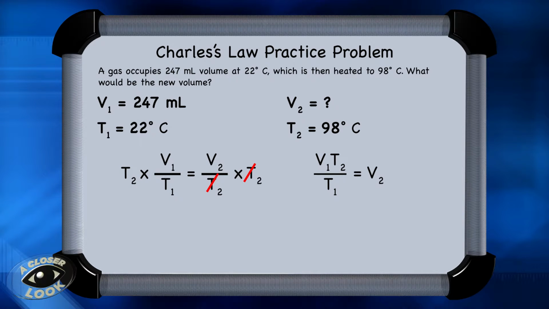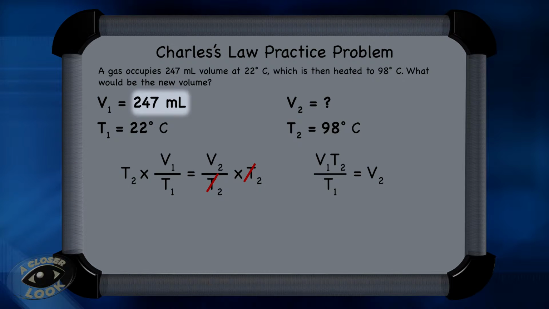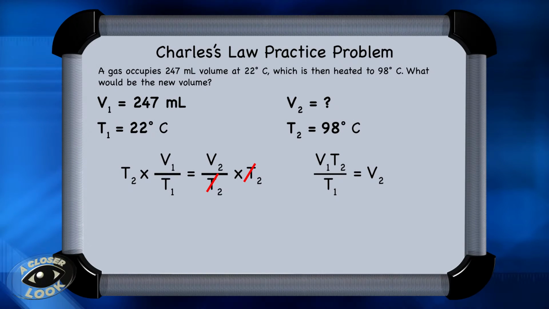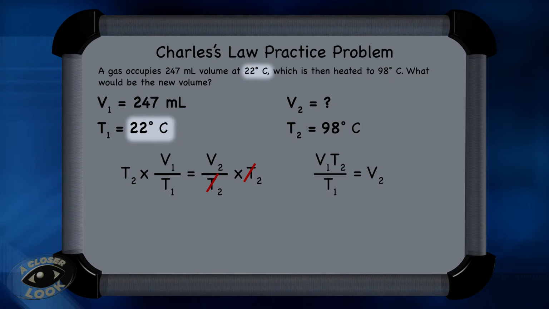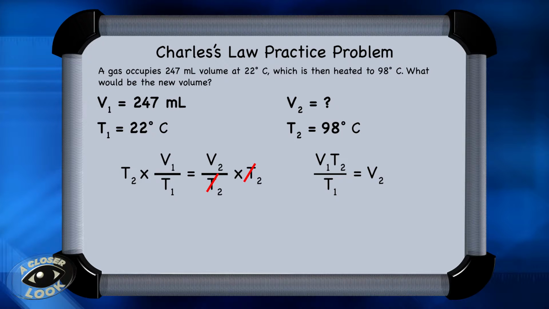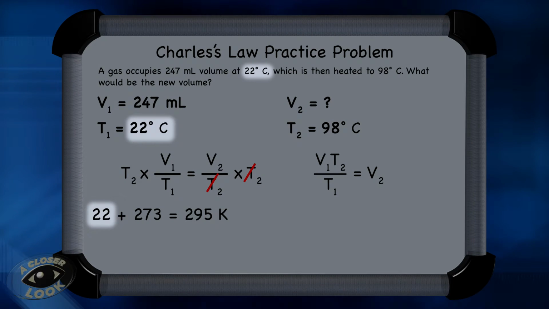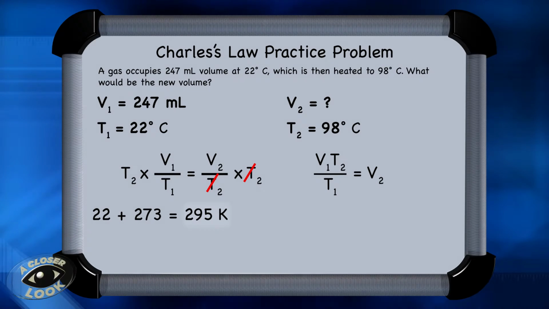Now we just plug in the values that were given to us in the problem. Remember that temperature must be in Kelvin. The initial volume was 247 milliliters, and the initial temperature was 22 degrees Celsius. We need to convert that to Kelvin, which you do by adding 273 to the Celsius temperature. 22 degrees Celsius is the same as 295 Kelvin.